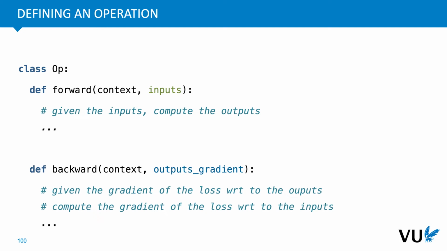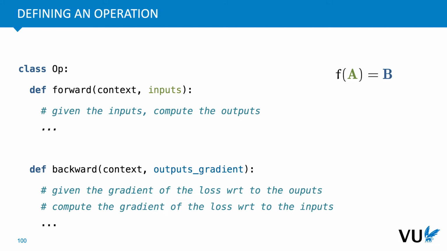We'll see an example of that later. Note that the backward function does not compute the local derivative as we did in the scalar backpropagation. It computes the accumulated gradient of the loss over the inputs, and it is given the accumulated gradient of the loss over the outputs.